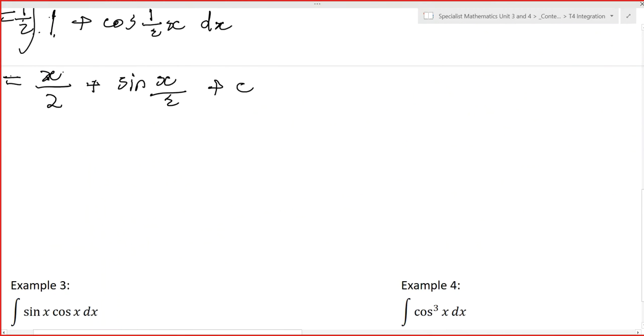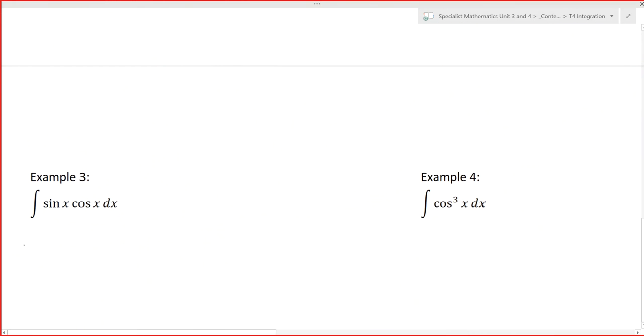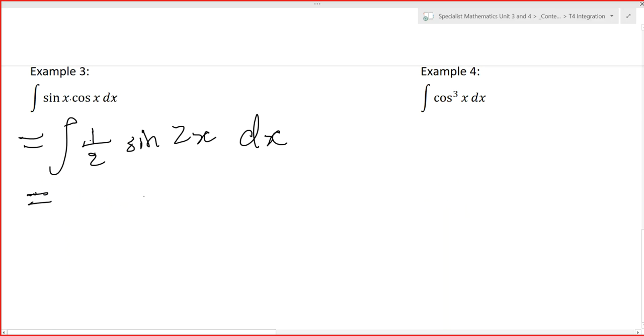Okay, so if you're good at memorizing things, it's a half sine 2x dx. So half out the front, change them to sine, and it's 2. So it's kind of like negative cos, and we divide by that. Plus c. There you go.